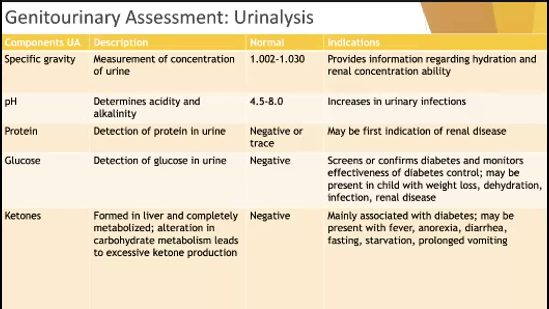Specific gravity, normal ranges from 1.005 to 1.030. High indicates concentrated urine. So if it's high, we're thinking dehydration, decreased kidney blood flow, SIADH, right? Syndrome of inappropriate antidiuretic hormone. Low indicates diluted urine. So, are we having a high fluid intake? Are we using diuretics? Are we having some type of kidney disease?